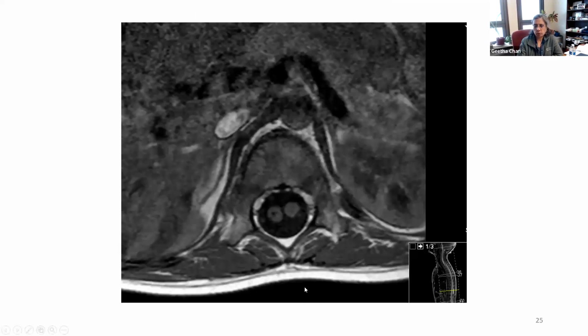Another example is there is a diastematomyelia. You can see the spinal cord is split into two, and each one of them has a central canal within.